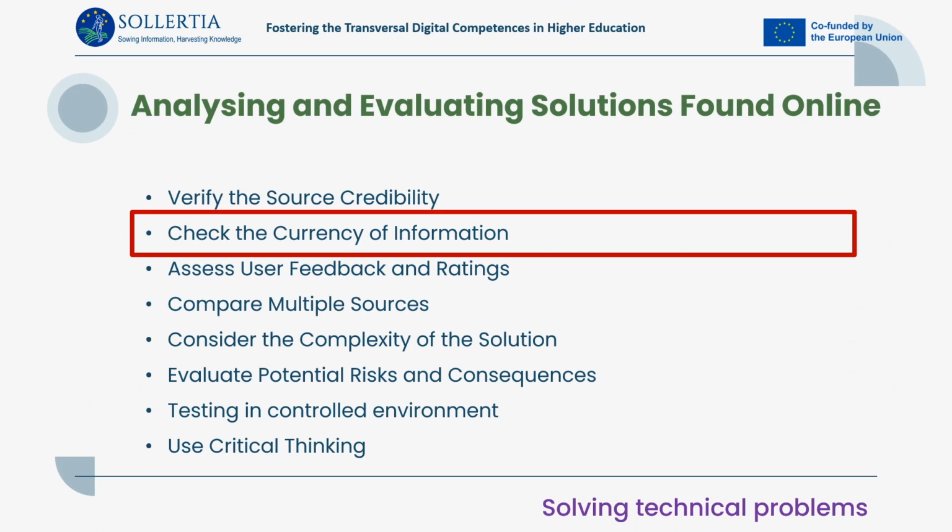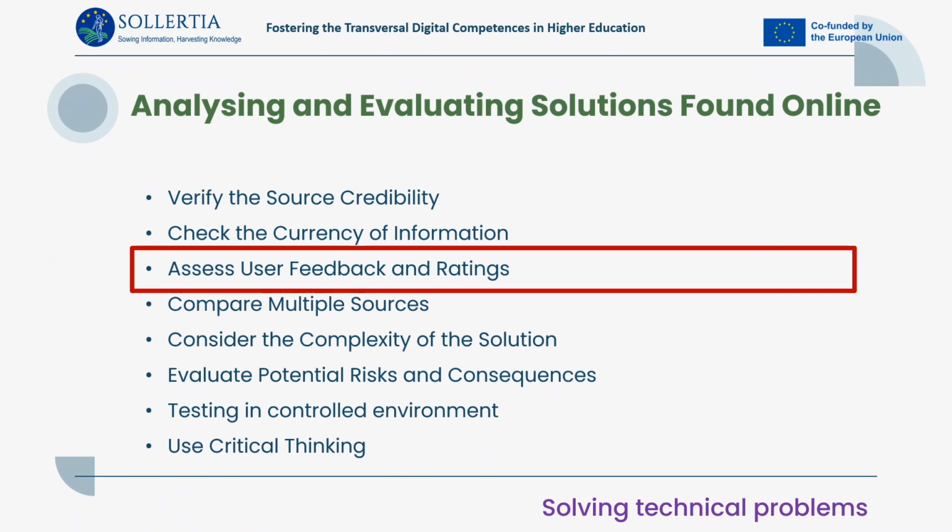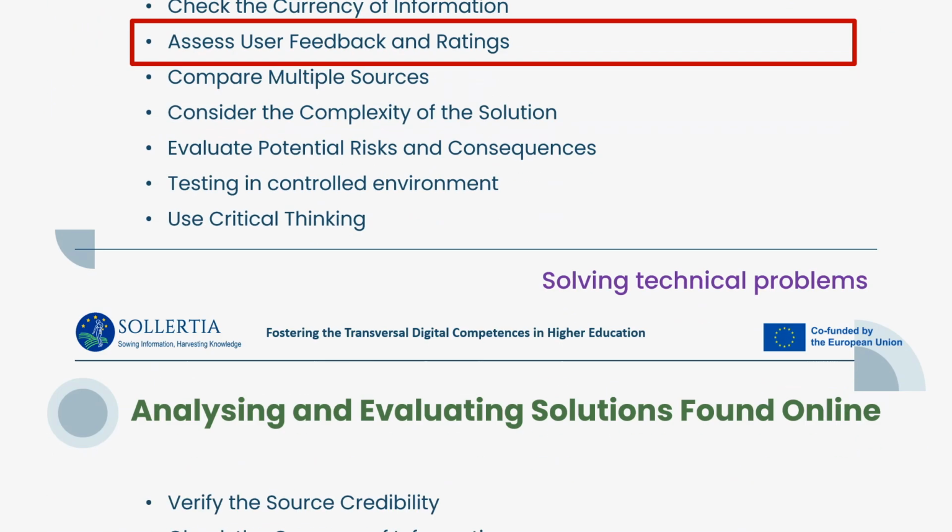Check the currency of information. Verify the publication date of the solution. Technical information can become outdated quickly, and using an obsolete solution may not be effective or safe. Assess user feedback and ratings. If the solution is available on a platform that allows user feedback, reviews, or ratings, take advantage of this information. Positive user experiences and high ratings can indicate a reliable solution.